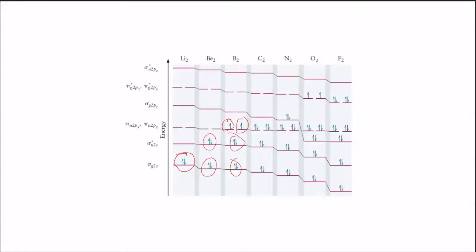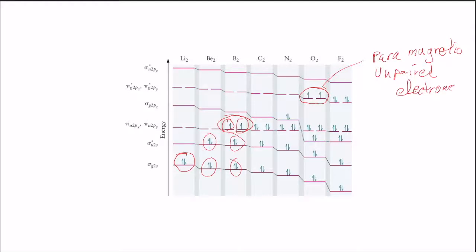And this is all fine and good, and I'm sure many of you have done this before and can show that, for example, oxygen and boron are known to be paramagnetic because they have unpaired electrons. Okay?